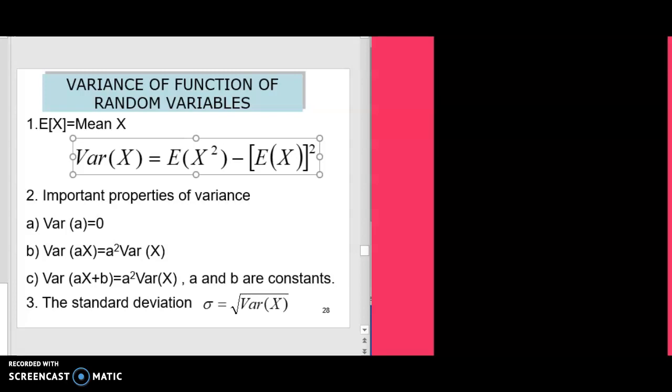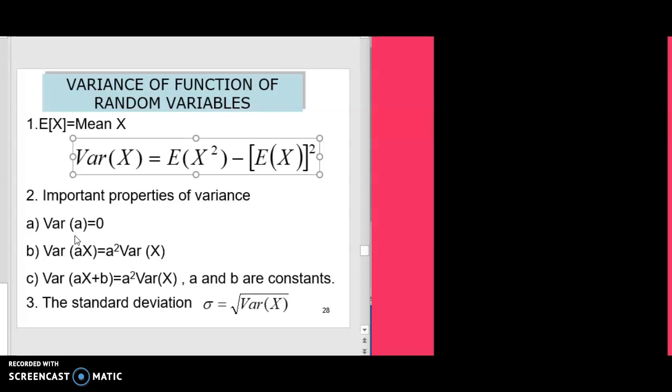Okay, kita sambung. Variance of function of random variable. Kita ada expectation of random variable x sama dengan min x. So, untuk mendapatkan variance of x, ini rumus dia. And then we have three properties of variance.